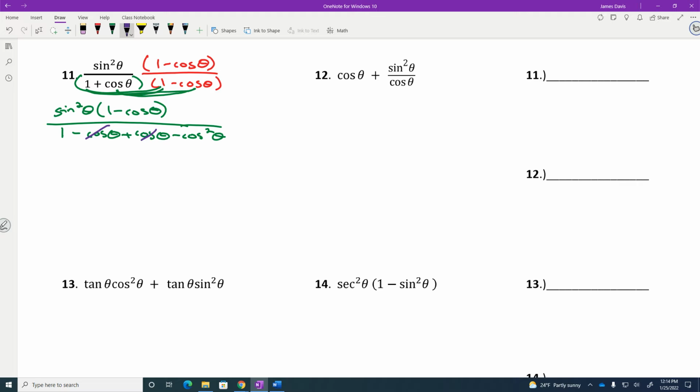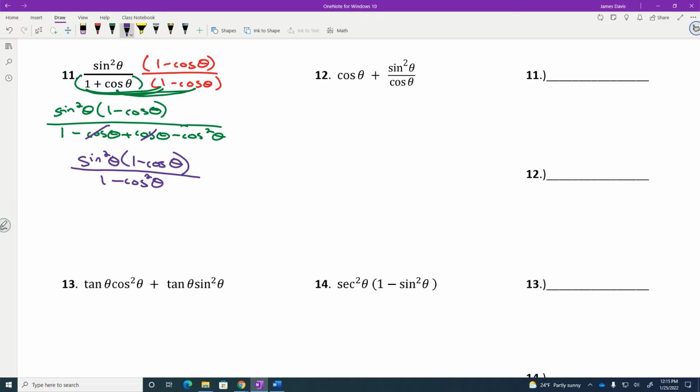And that's the reason why we multiply by this. This is called the conjugate. When you multiply by the same thing except the opposite sign, it gets the middle terms to cancel. That's why we do it. All right, and then what we're left with then is sine squared times 1 minus cosine over 1 minus cosine squared. All right, this is the middle terms canceled.